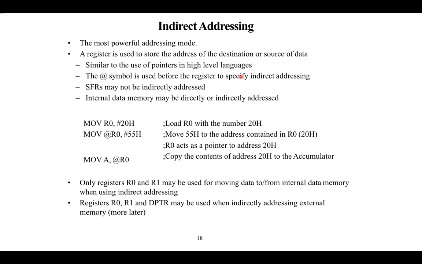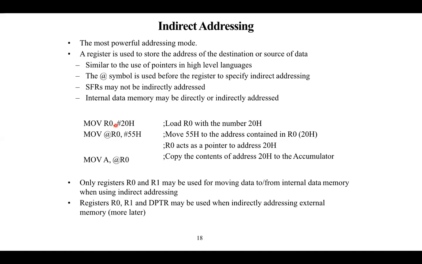Indirect addressing. The most powerful addressing mode. A register is used to store the address of the destination or source of data, similar to the use of pointers in high-level languages. The @ symbol is used before the register to specify indirect addressing. SFRs may not be indirectly addressed. Internal data memory may be directly or indirectly addressed.